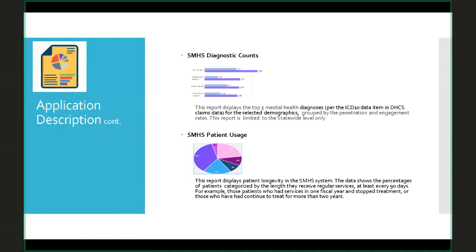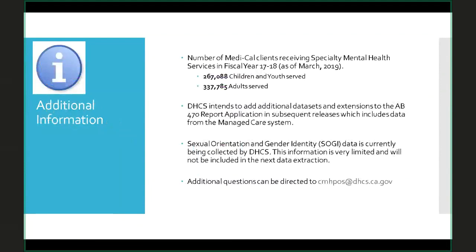All right, I think we're almost done with this little thing. Okay, and here's the last slide for this. This is just some overall extra information. Because we have a claim lag, we're only able to report 17, 18 at around this time. The number of kids and youth that were receiving specialty mental health services is about 267,000, and the adults are roughly 337,000, again in fiscal year 17, 18.